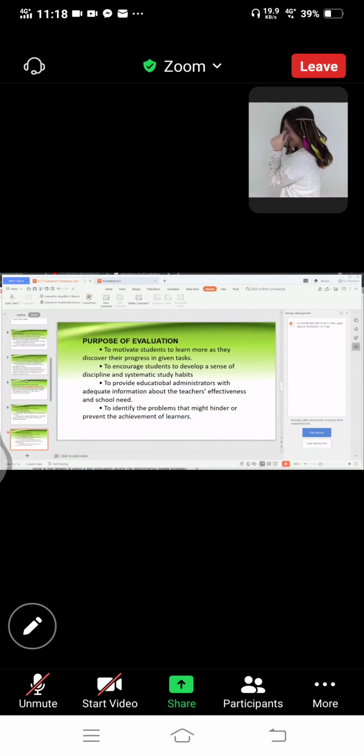Next, the purpose of evaluation. Mainly, this is to motivate students to learn more as they discover their progress in given task. So, malaki ang participation ng isang teacher sa progress ng kanyang estudyante kasi we are the ones who motivates our students.